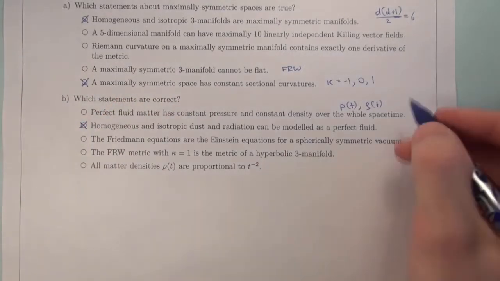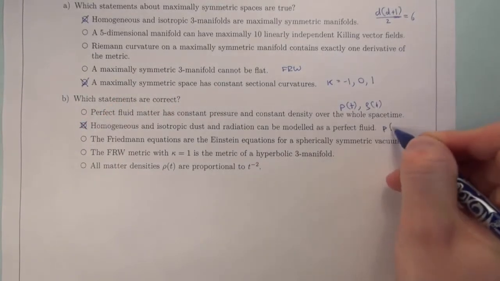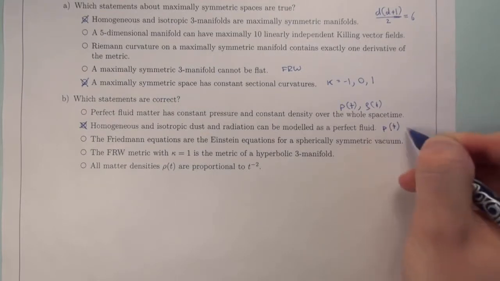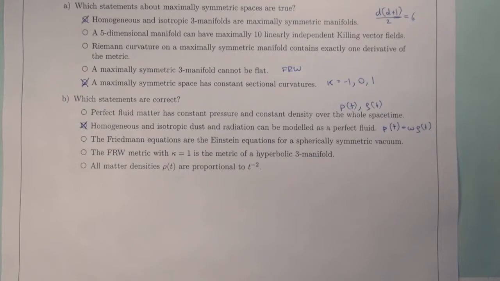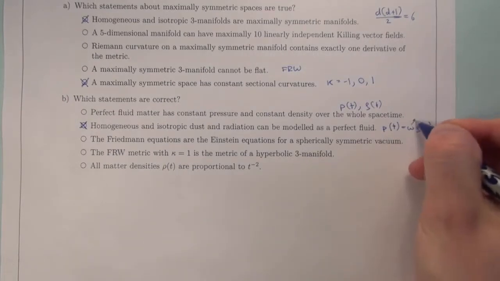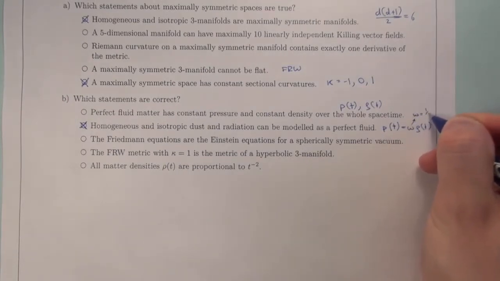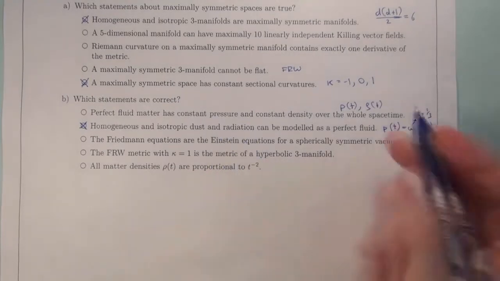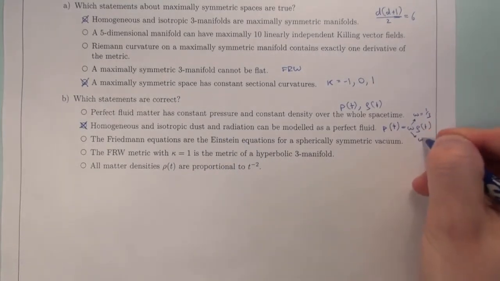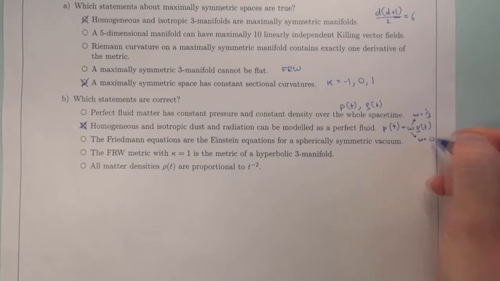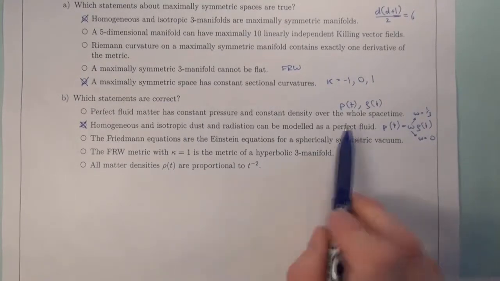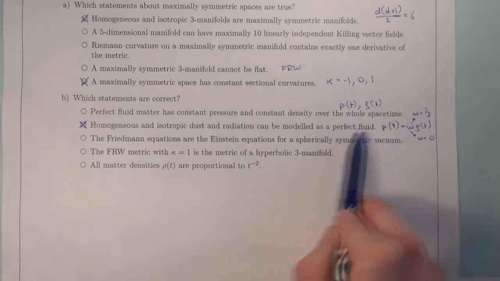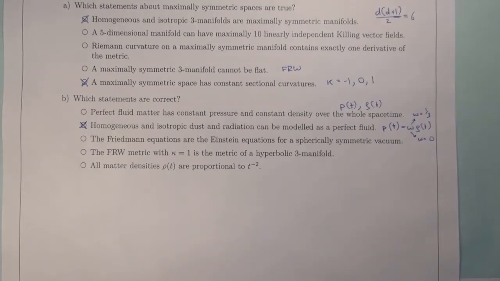Homogeneous and isotropic dust and radiation can be modeled as a perfect fluid. That's right. So we saw that the equation of state, that is this one, for omega equals 1 over 3, we model radiation, and for omega equals 0 we have dust. So that can be modeled, and this equation of state is the equation of a perfect fluid. That's how we call that.